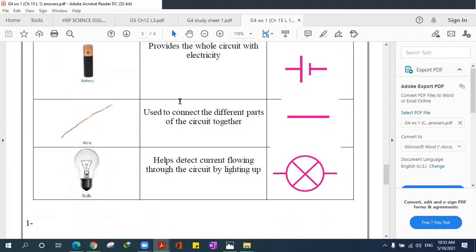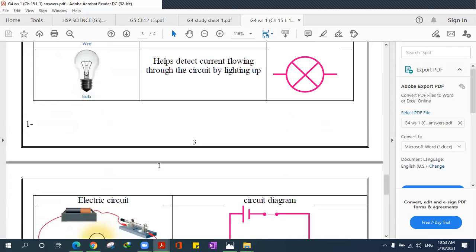And then we have wire, and wire is used to connect all of these things together in order to build a circuit. Without wires, electricity won't be able to move through the circuit. Then we have a bulb, which shows us if it's working, if there is electricity flowing through the circuit or not. And all of these samples are here.